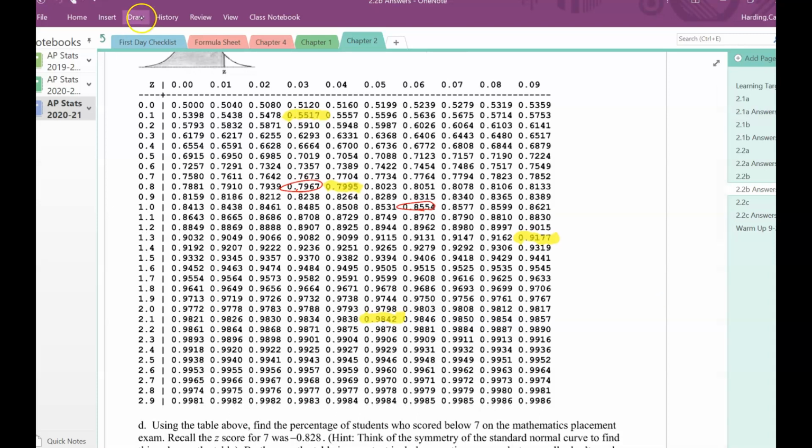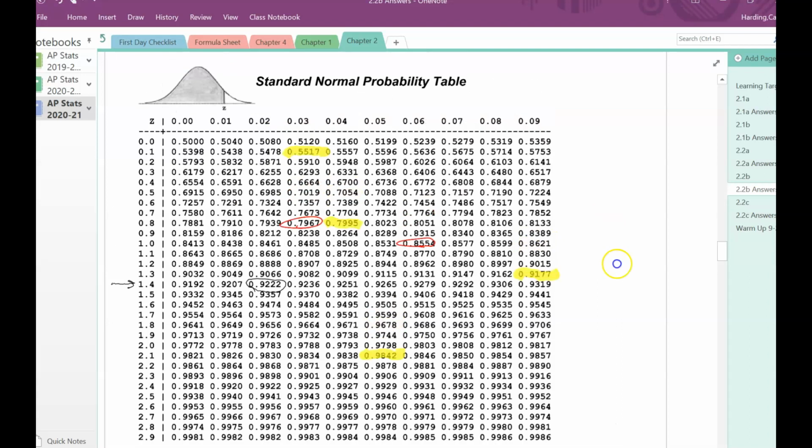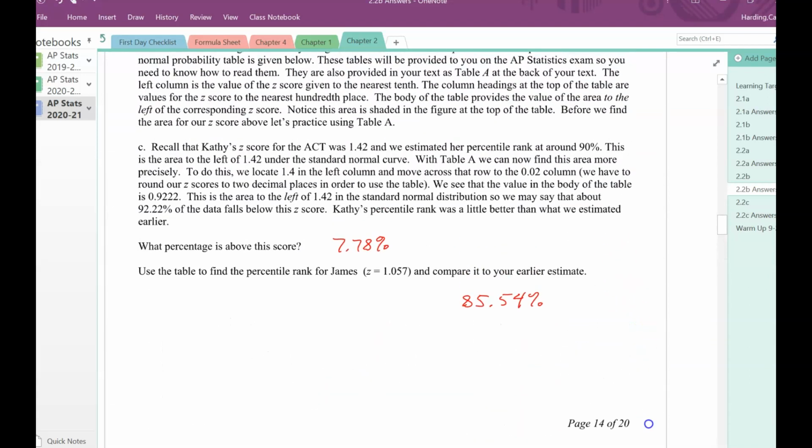So if you recall from Algebra 2 when you were first introduced to this, how to read this table. The ones and tens place you can find in the column, and then you follow it over to the hundredths place. So for 1.42, 1.4 is here, and follow it over to this column. That number right there tells you the area to the left of a value of 1.42 on the standard normal curve, 0.9222. And that is referenced here in the description.